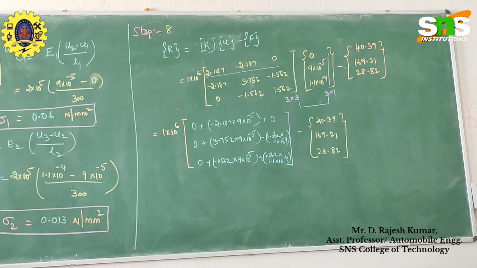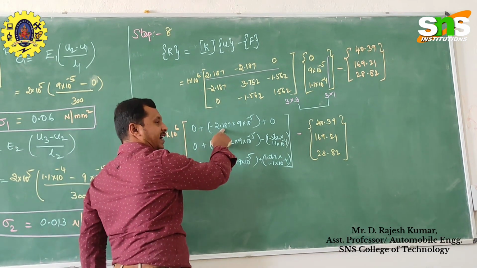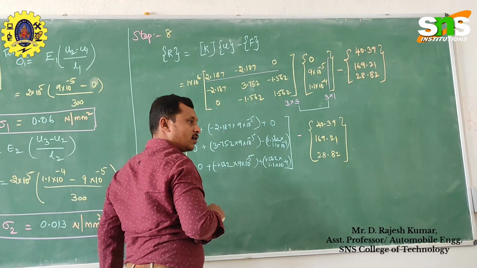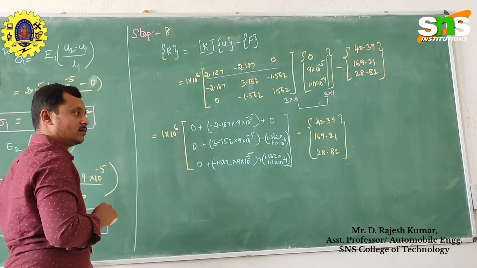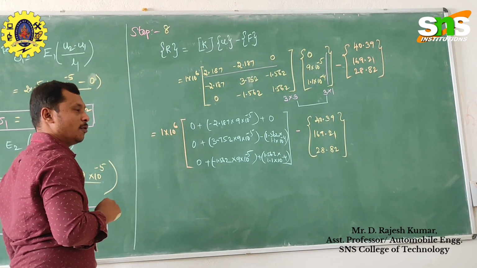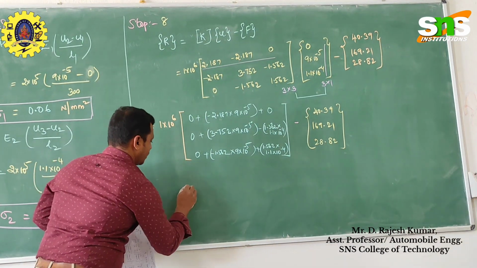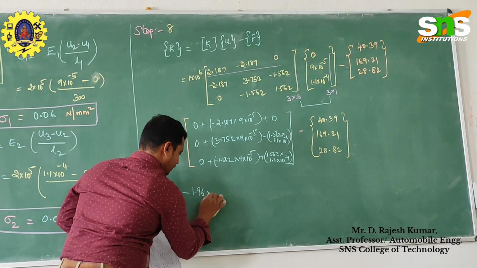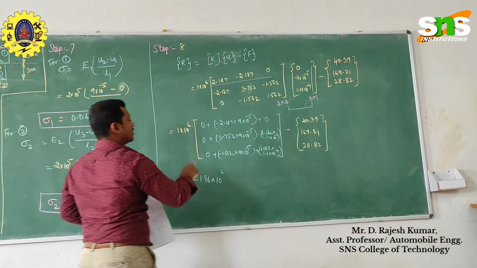Now I have to calculate it. Tell me the value of minus 2.187 into 9 into 10 power minus 5, minus 1.96 into 10 power 6. Tell me the final value. Multiply again with 1 into 10 power. So the next value.